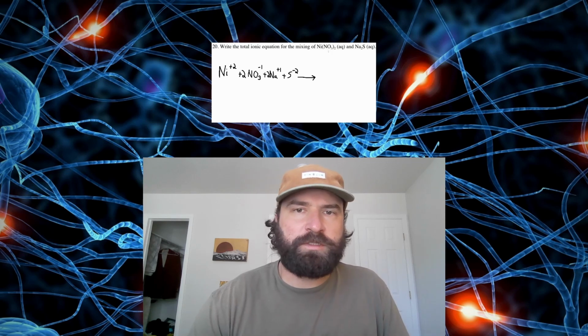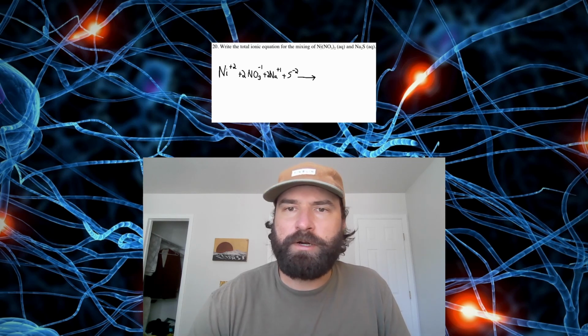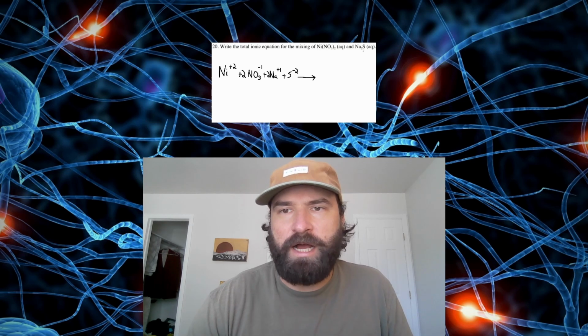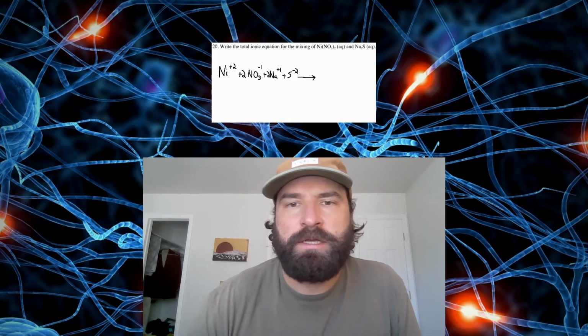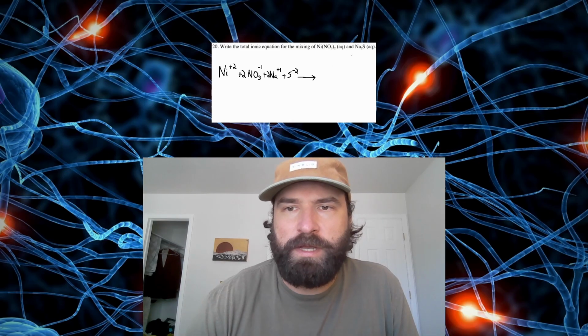So this looks like a double replacement reaction to me, where one element is going to hop on with another one, and like the ions will kind of switch places. So what happens here is we end up with nickel and sulfur.